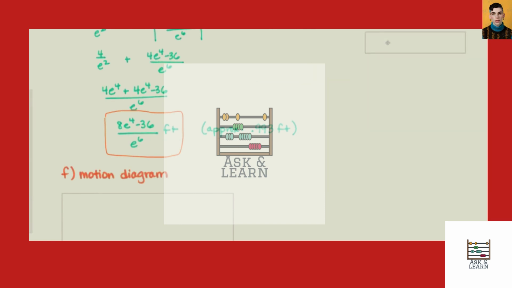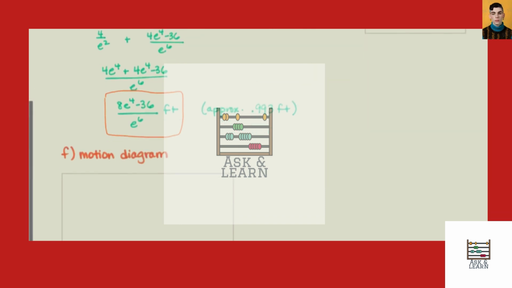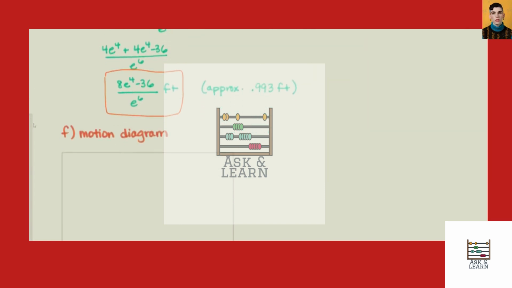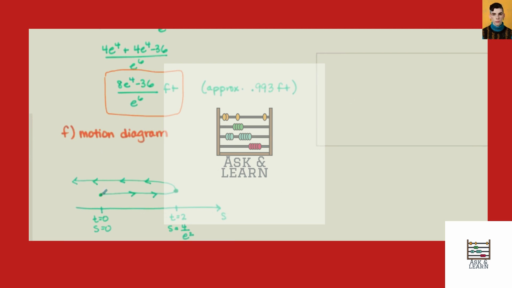For part F, we want to draw the motion diagram. So now we know that the particle moves in the positive direction for a while and the negative direction for a while, so we want to show that with our motion diagram. So we start with a number line for s, the position, and we start at position 0 at time 0. Then we know the particle goes to the right until we get to time 2, and then we know the particle goes to the left after that.